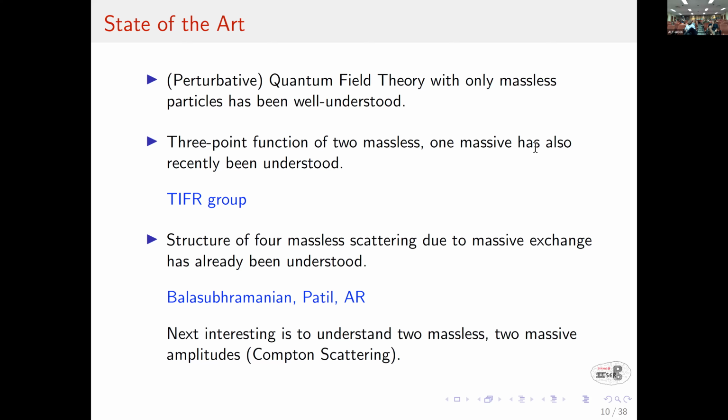No, as I told you, I'm first focusing on the 3-point function that has been understood. Now let's focus on the 4-point function, and in the 4-point function, the simplest one will be 4 massless, either contact or exchange, which has been understood. So the next non-trivial one, if you ask my motivation, is actually to understand 2 massless, 2 massive. That will be the next non-trivial scattering amplitude in this kind of theories.